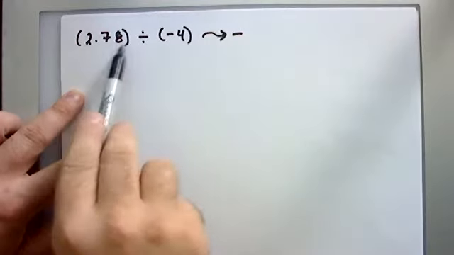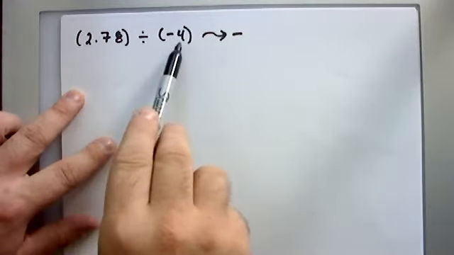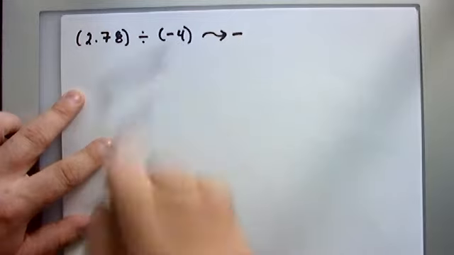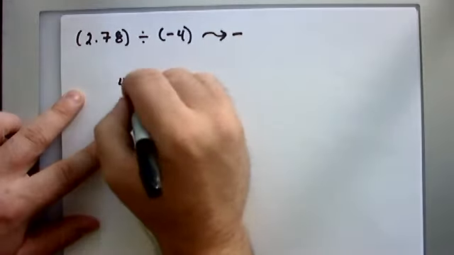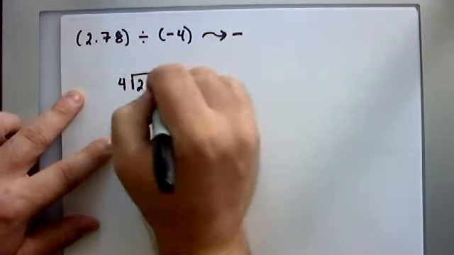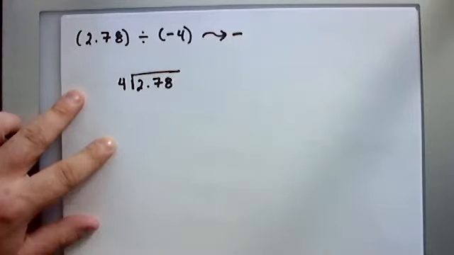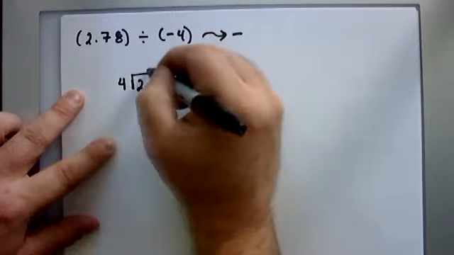This is 2.78 divided by -4. The one you divide by is the one that goes on the outside. 4 goes on the outside, 2.78 goes on the inside, and we start our division. Except this time there's a decimal. So what do we do? Well, really the issue is the decimal doesn't do anything. It just comes up and you go.